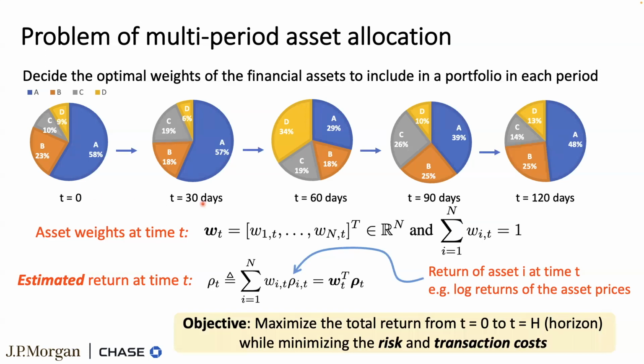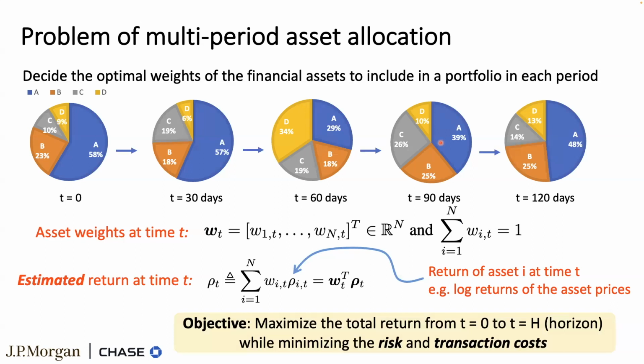Then at a rebalancing period, which depends on the user, in this example, it is 30 days, the weights of the portfolio may change, and each asset will have a new weight. Similarly, at t equal to 60, t equal to 90, t equal to 120, the weights of the portfolio are revised so as to accomplish a particular objective. For example, you want to maximize the return of a portfolio.